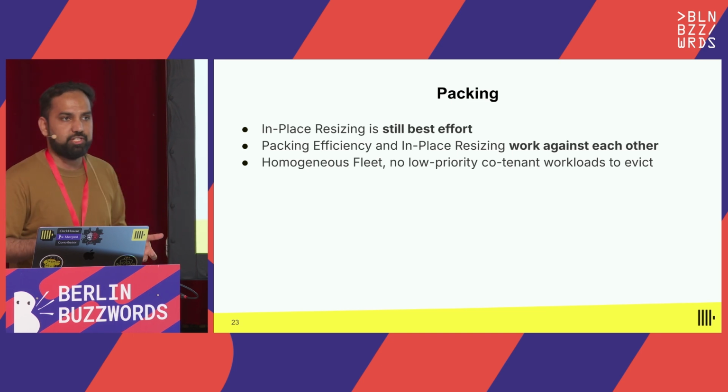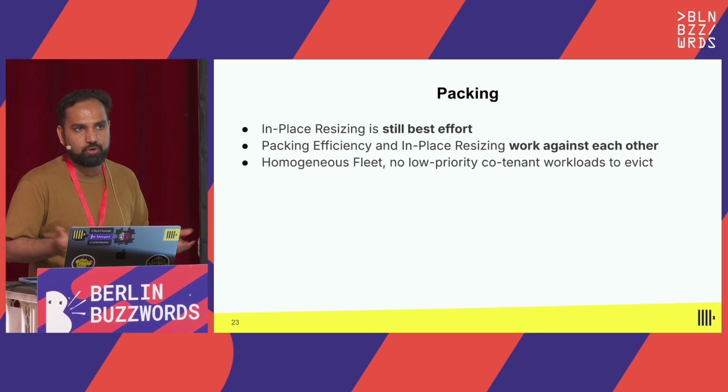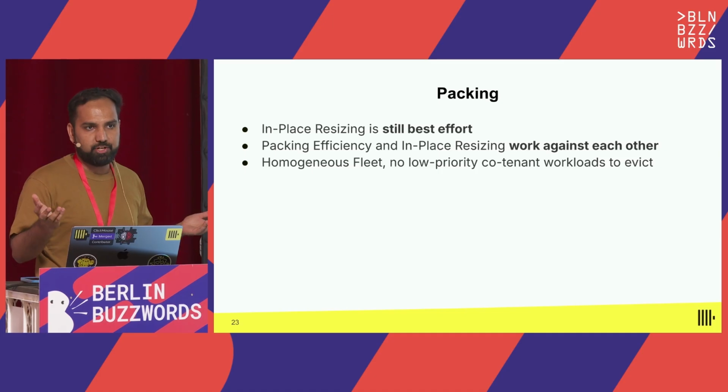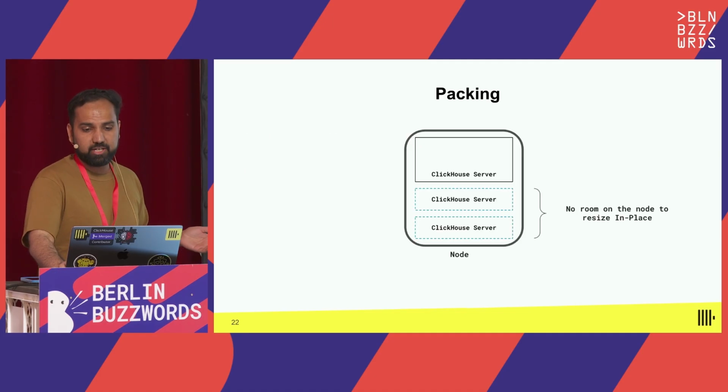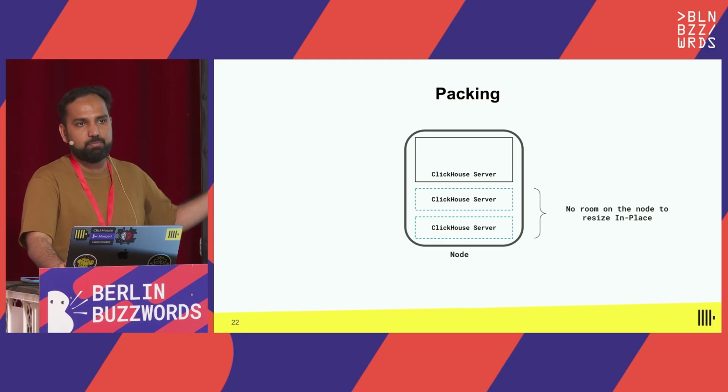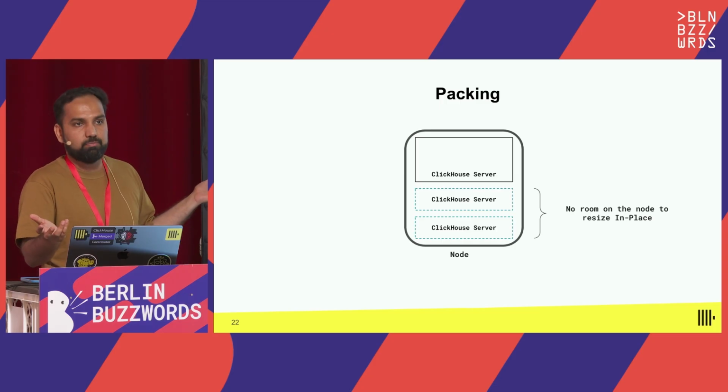Especially in a homogeneous fleet, right? If you were a cloud provider, or running a service where you have multiple different kinds of workloads inside a single cluster and a single fleet, maybe you can get away with evicting some low priority pods. Maybe not all of your pods here are database servers. Maybe some are stateless API servers that you can evict.